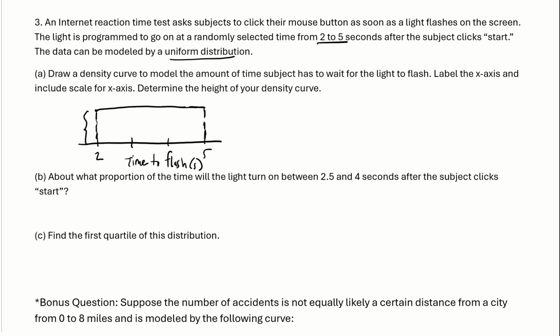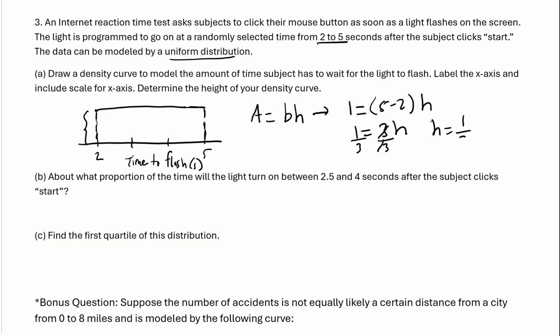So the height of the curve, remember the area of a density curve has to be 1, right? And the area for a rectangle is base times height, and we know that the area has to be 1. So 1 is equal to the base, which is 3. From 2 to 5 seconds, that's 3 seconds. So it's 5 minus 2 seconds times the height, which we're looking for. And so we get 1 is equal to 3h. So if we divide by 3, the height has to be 1/3, right? So this has to be 1/3. And there is your density curve, which has an area equal to 1.